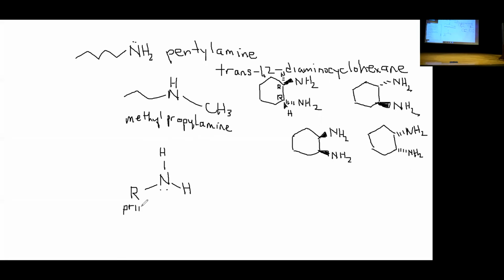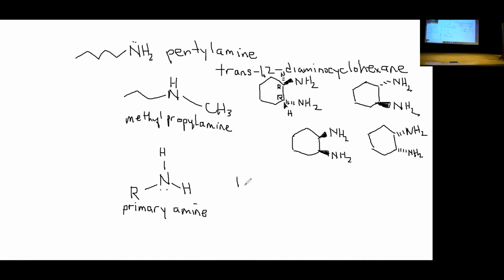A primary amine, I'm giving you here in pictorial form the definition of a primary amine. It's one in which there's 2 hydrogens and 1 alkyl group attached to the nitrogen. So the simplest primary amine would be methylamine. But pentylamine up here would also be a primary amine.